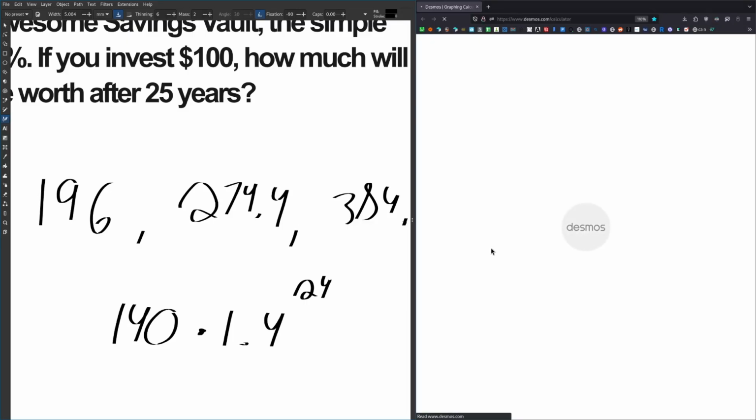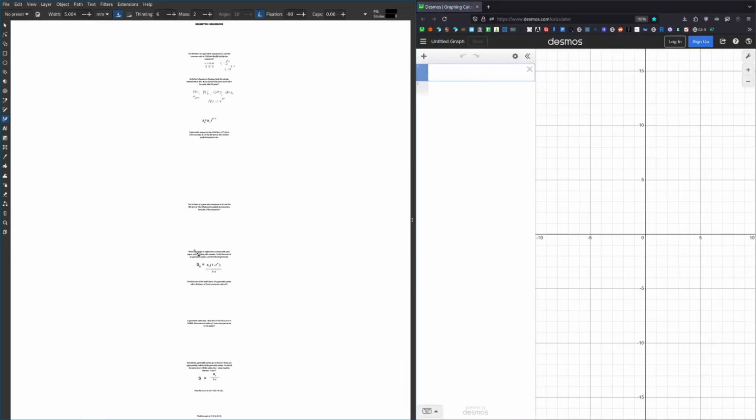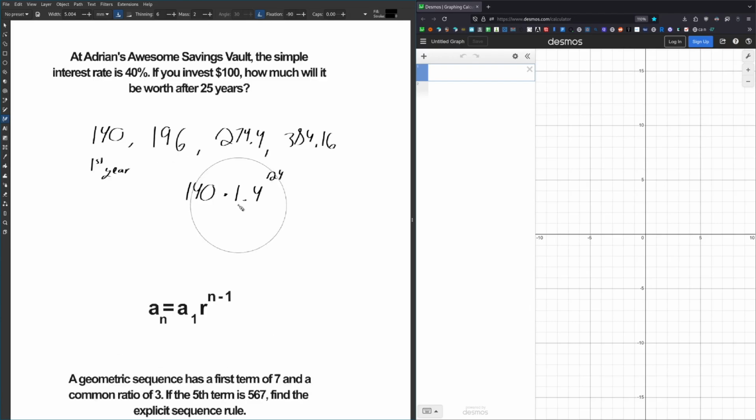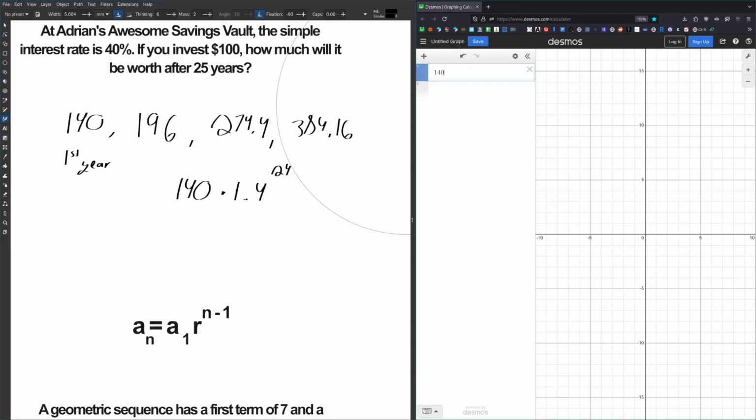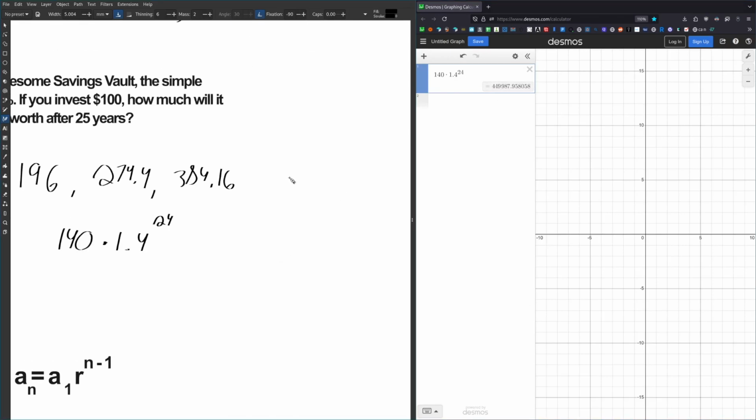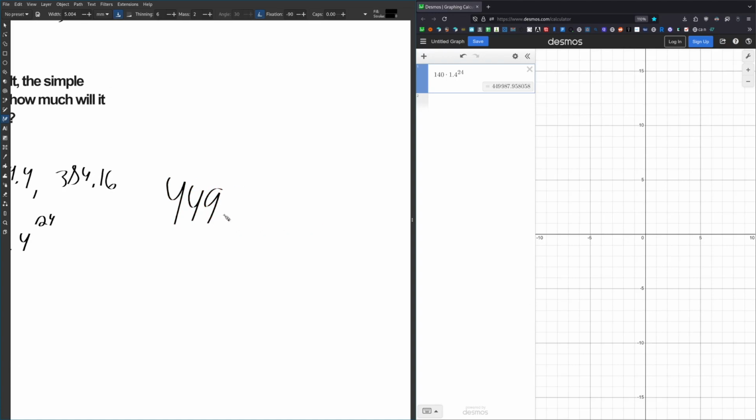Check what that is real quick. Okay, 140 times 1.4 to the power of 24. And our answer is $449,987. Amazing. You'll be rich after this.